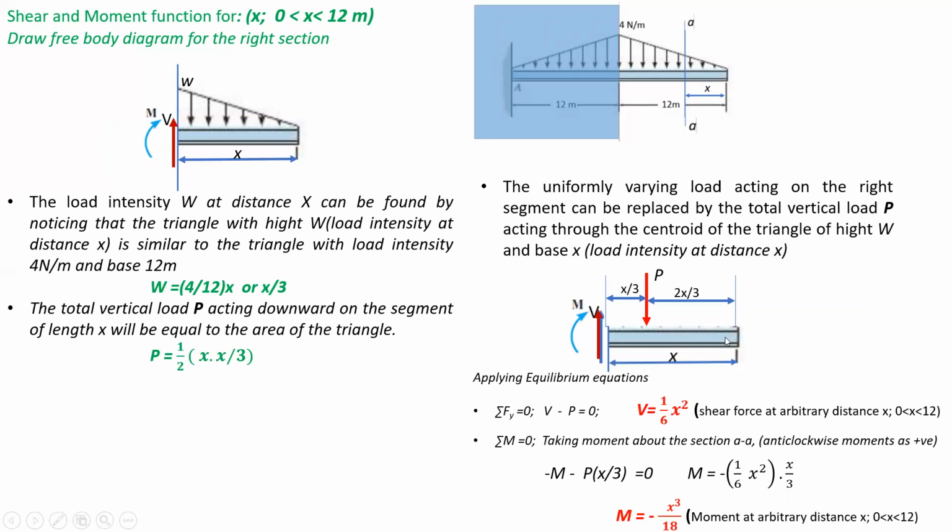Now once we have generated this equivalent free body diagram, we can apply the equilibrium equations sigma Fy is equal to 0 and sigma M is equal to 0. When we apply sigma Fy is equal to 0, what we get is V is equal to 1 by 6 x square. The variation of shear force from x is equal to 0 to 12 will be given by this relation. Similarly, when we apply the moment equilibrium equation about this section AA, this is the equation that we get, and upon solving we get M is equal to minus x cube by 18, and this equation is also valid for x is equal to 0 to 12.